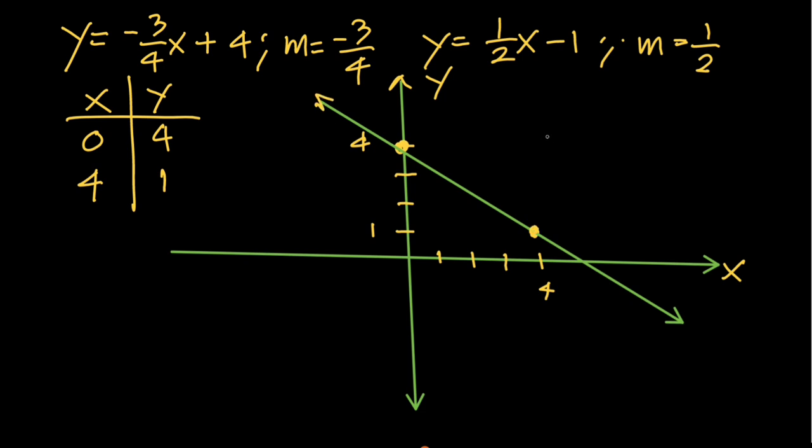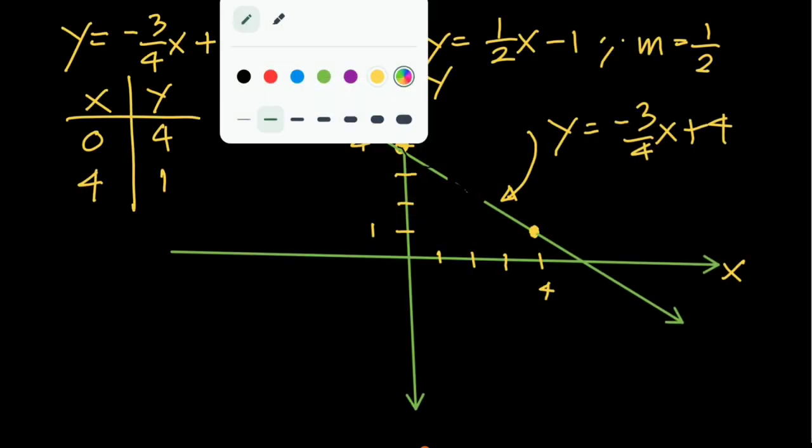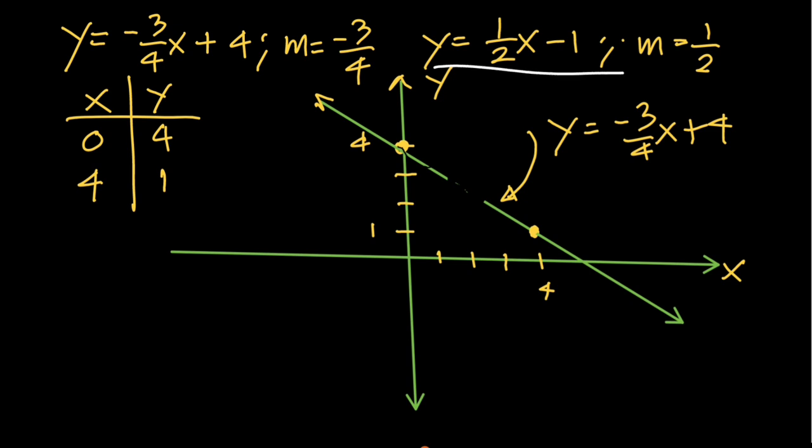So this is the graph of y equals negative 3/4 x plus 4. Okay, let's graph the second one. This one, y equals 1/2 x minus 1. So the slope here is 1/2, and the y-intercept is (0, negative 1). So we can assign values for x to solve for y. Let's say when x is 0, y is equal to negative 1.